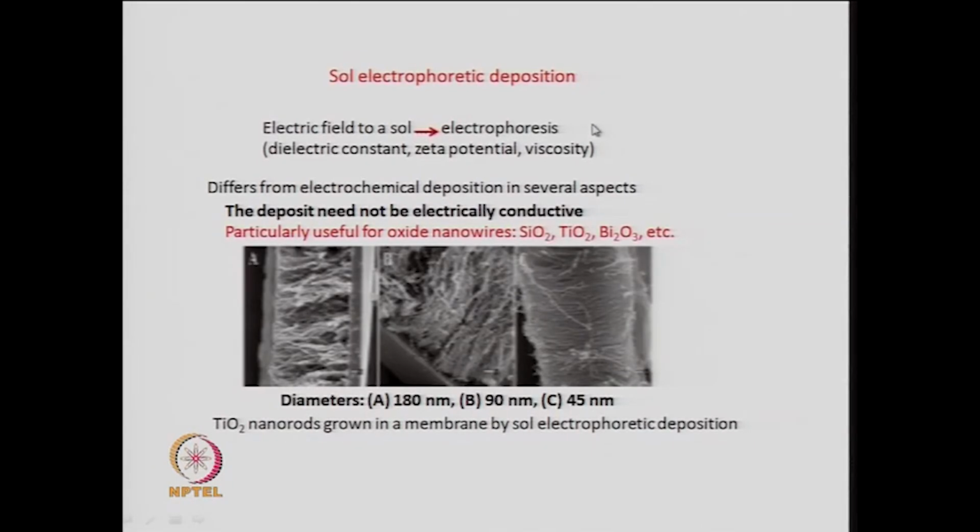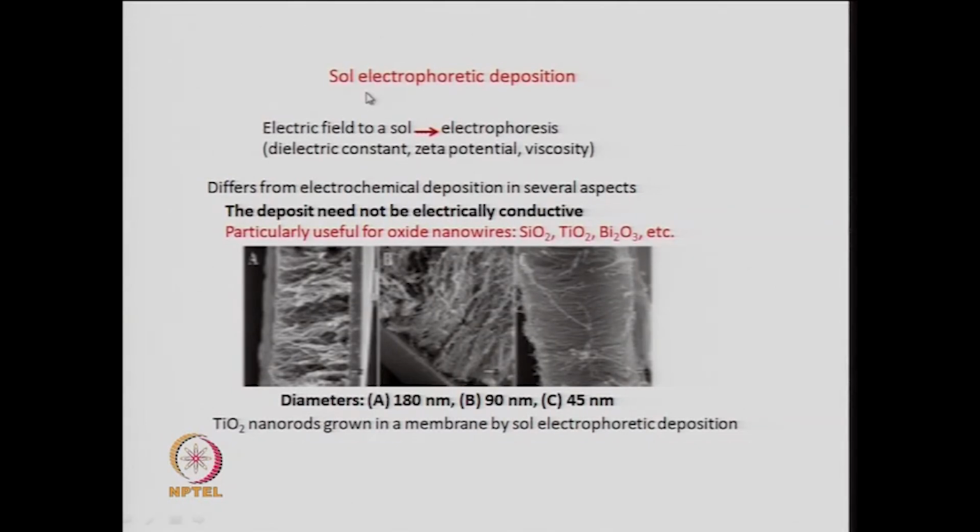So, this is known, and the electrophoresis depends on certain factors. It depends on the dielectric constant of the solution, it depends on the zeta potential, and it depends on the viscosity of the medium. So, all these parameters will control the electrophoresis. Now the main thing is that you can use this technique to deposit materials which are not electrically conducting, like silica, titania, bismuth oxide, which are very important materials, and their nanowires have a lot of applications.